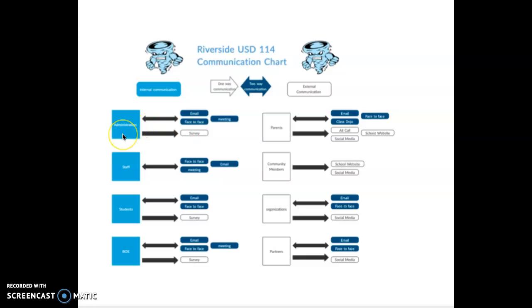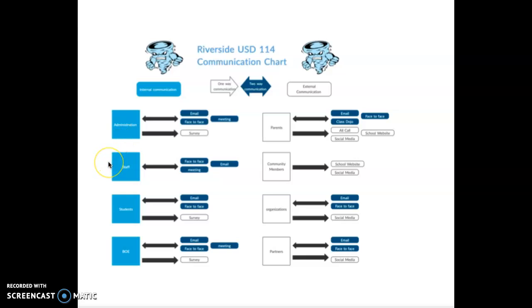So start with administration. For the administration, they communicate with the staff, the students, and with the Board of Education. The way that they do this is through email, face-to-face, and meetings. Those are the two-way communication. The one-way communication would be surveys.